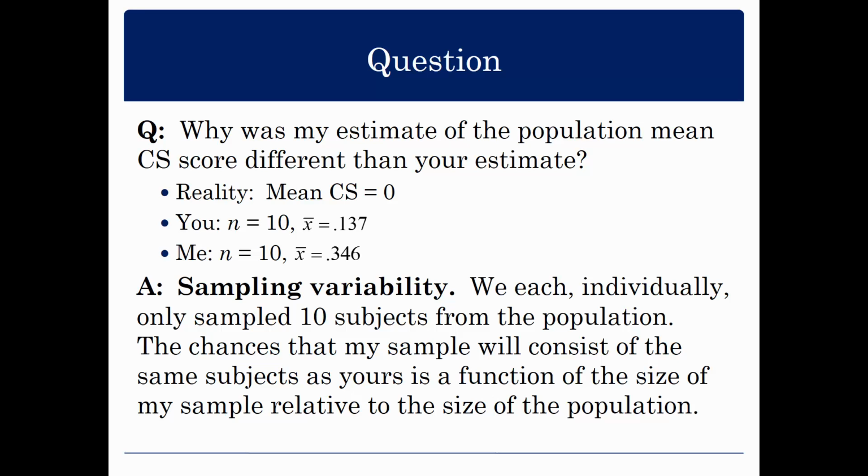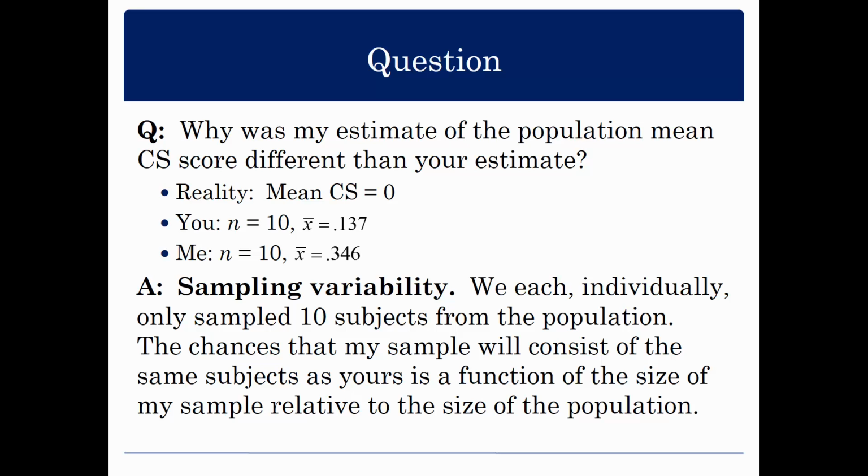But when we're working with samples, we're going to get variability in our results from experiment to experiment as a function of sampling variability. So we each individually only sampled 10 subjects. The chances that my sample will consist of the exact same subjects as yours, or another set of 10 subjects that have the exact same information contained in their cognitive status score, is very small. Because I only did 10, you only did 10. This population is probably millions of people. So sampling variability, it turns out, is a function of the size of the sample taken relative to the size of the population you're pulling it from.